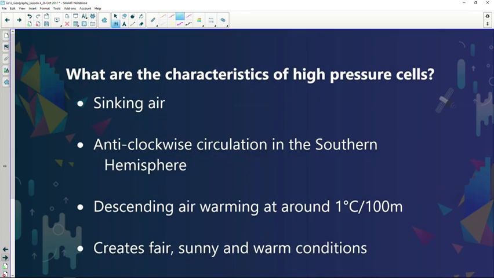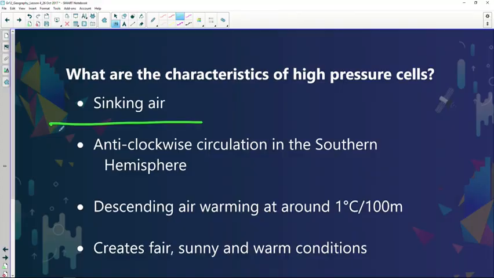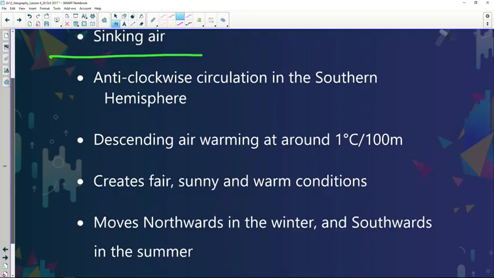Now, like I've mentioned, the characteristics of them: sinking air, anti-clockwise circulation in the southern hemisphere, descending air, warming at roughly 1 degree for every 100 meters. So as the air sinks, because South Africa is not situated where the polar regions are, is not as cold, we are closer to the equator. As the air sinks, it warms up. Now, it creates fair, sunny and warm conditions.